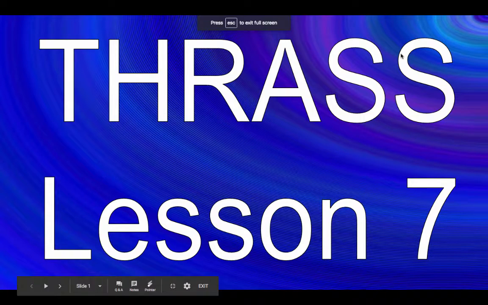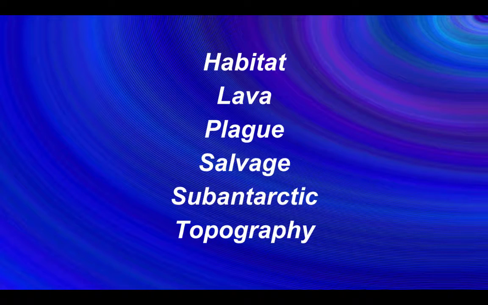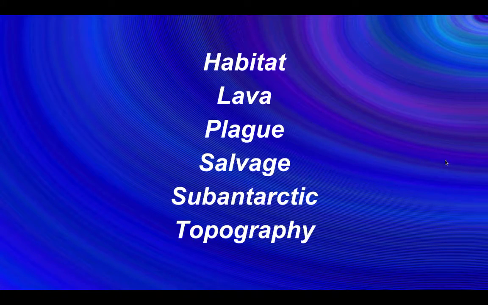Hi, Stage 3. Welcome to your THRASS Lesson 7, Words from One Small Island. Let's have a look at the 6 words we are going to focus on in this lesson. Here they are: habitat, lava, plague, salvage, subantarctic, and topography. Some fabulous words today.